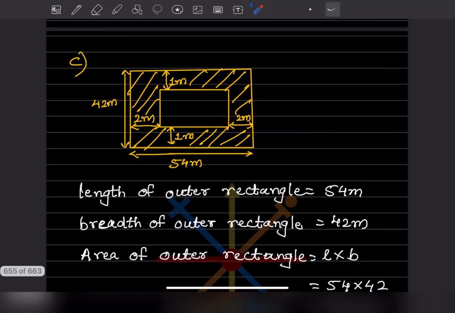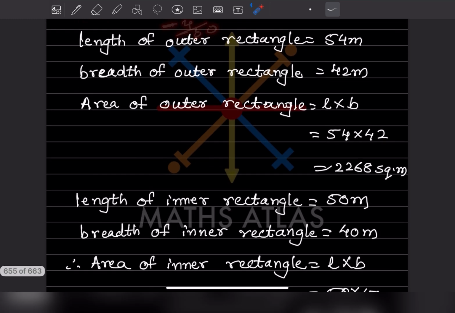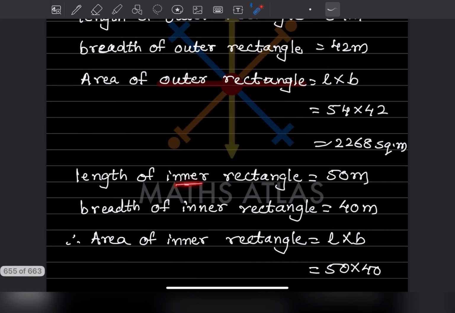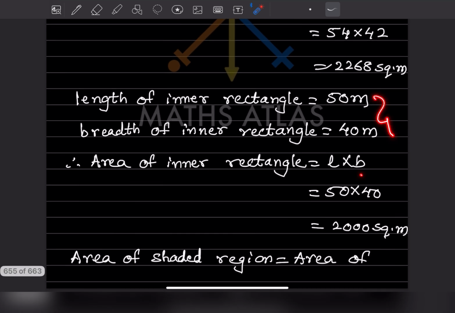And the breadth. Breadth means this is 1 and this is 1. So from this 42, this 1 plus 1 becomes 2. So 42 minus 2, that is going to be 40. So again, I write here 54 minus 4, that is going to be 50. So the inner one will be 50 and 40. So the area again we'll see for the inner rectangle, that will be length into breadth. You are going to multiply this one. So that will be 2000 square meters.